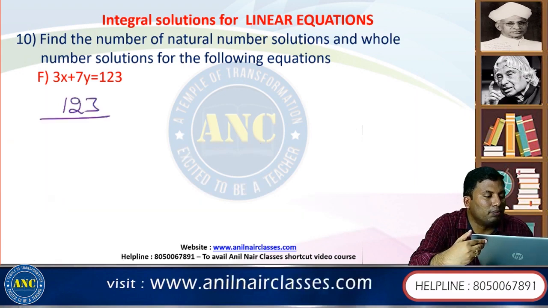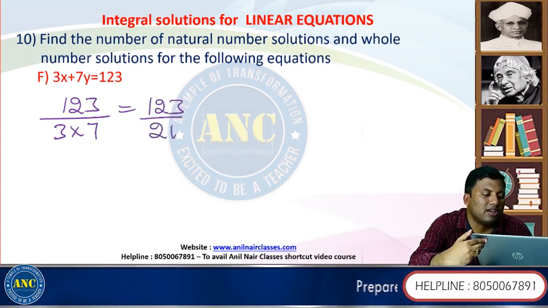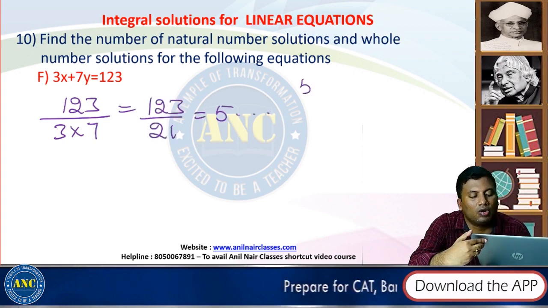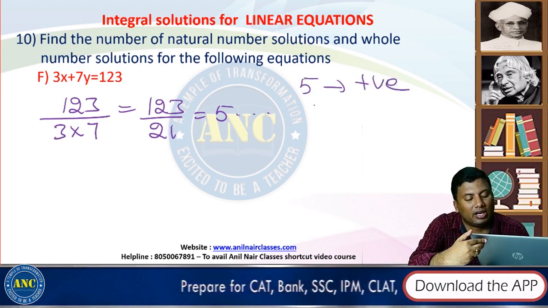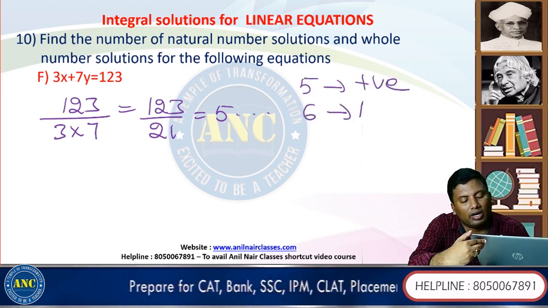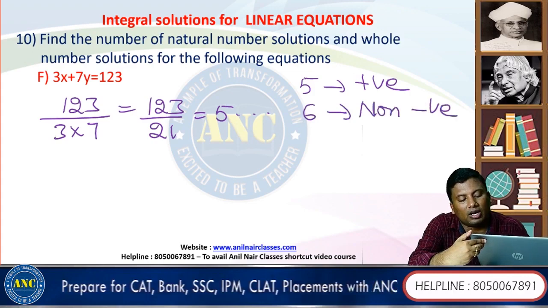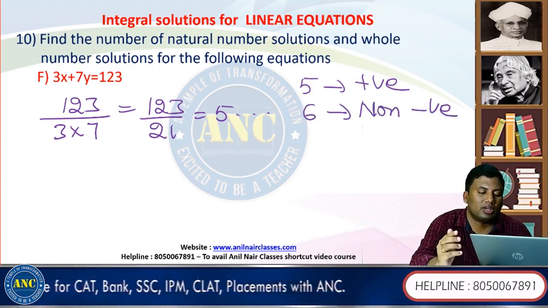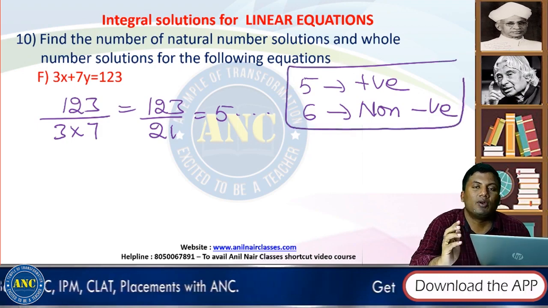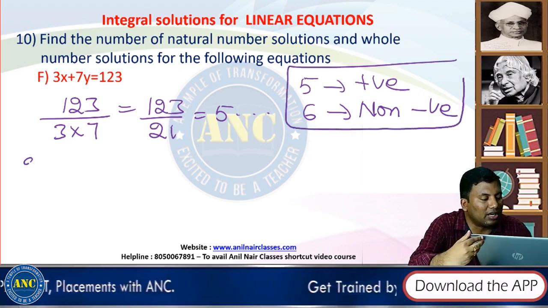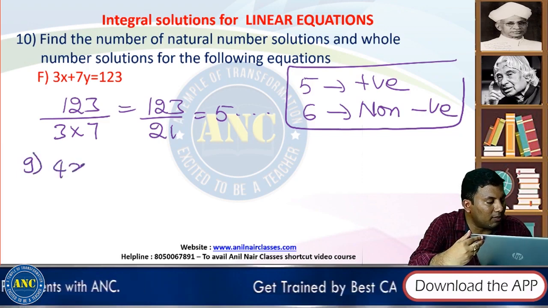K by a into b: 123 by 3 into 7. 123 by 21 is 5 point something. Ignore the decimal. 5 is nothing but a positive integral solution. Add 1 to it. 6 is nothing but a non-negative integral solution. Directly you got 5 positive, 6 non-negative. Let me take another exam replica question.